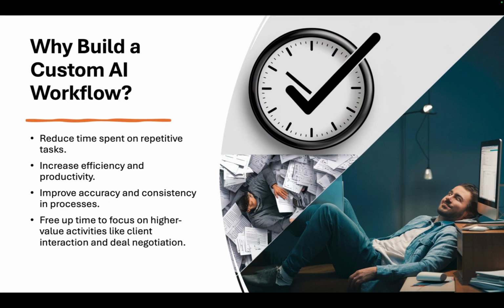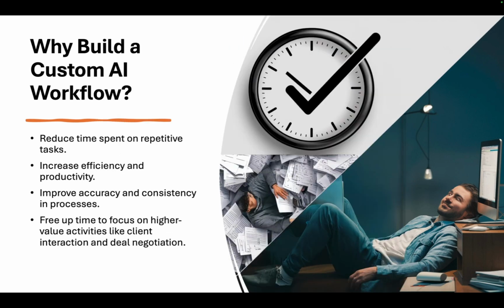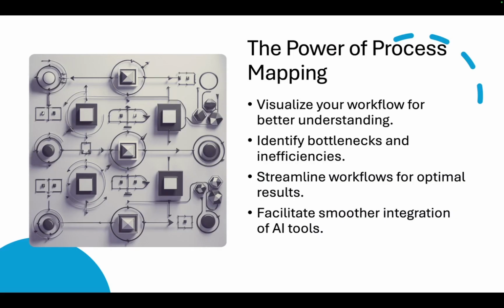So the key thing is you want to reduce the time spent on repetitive tasks. So if you're not doing it, you're free to do other things that are of more value, like working with your clients, negotiating deals, finding new deals. The other thing is you want to be able to increase the efficiency and productivity of your business, and improve the accuracy and consistency in your processes. So imagine some tasks that you do now that you're able to replace with automation, and you don't have to worry about it because you set the rules and it's off and running forever, essentially.